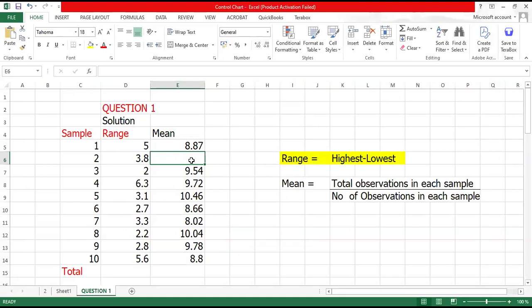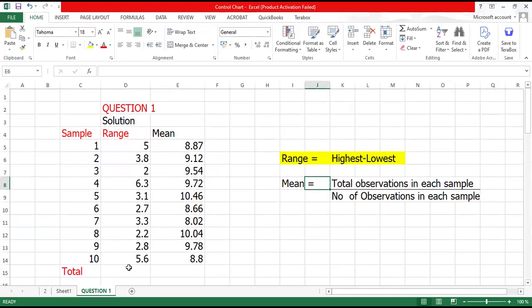What do you get? 9.12. I'm hoping that my colleagues too can cross-check so we are on the right track. So this is how we get the mean. Yes. Total observation divided by number of observations.